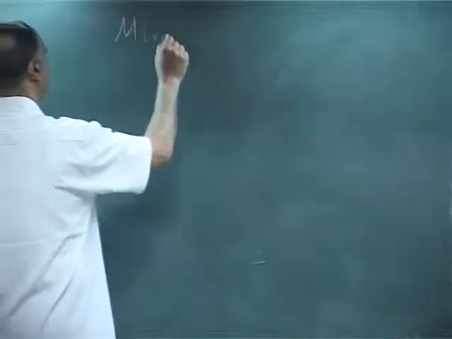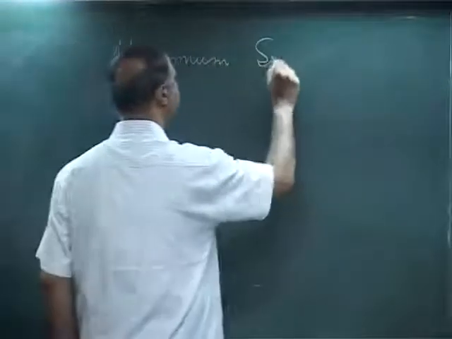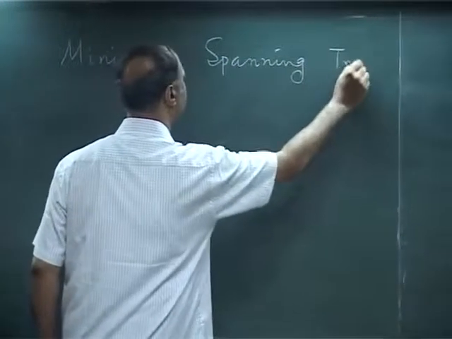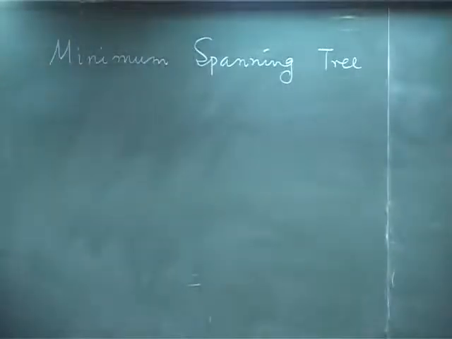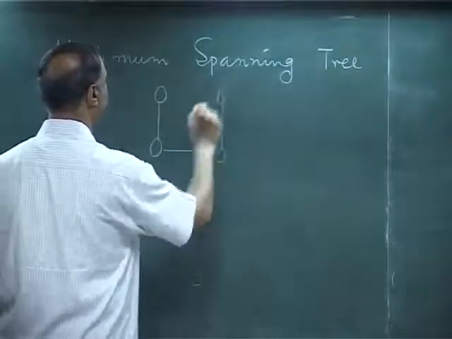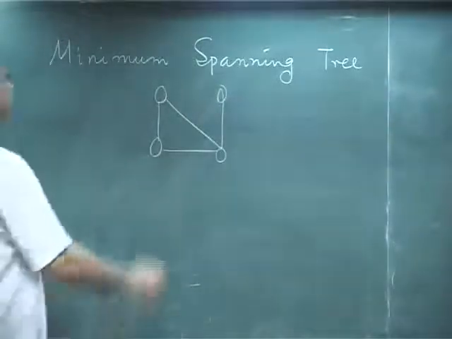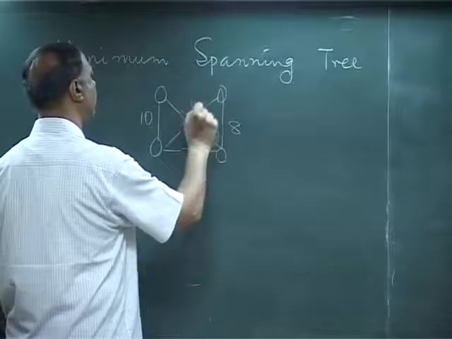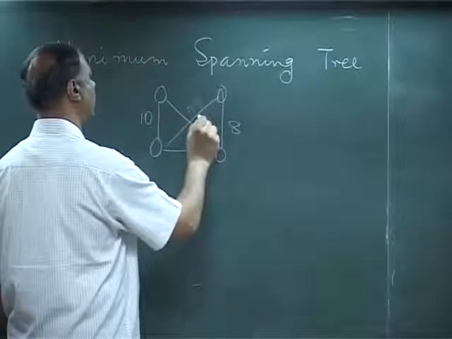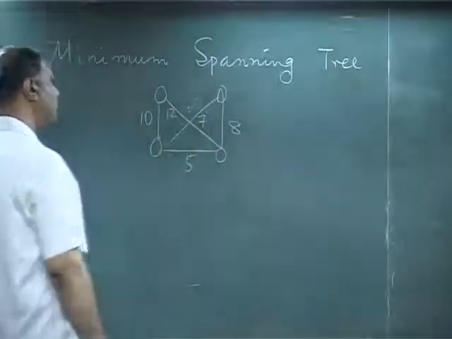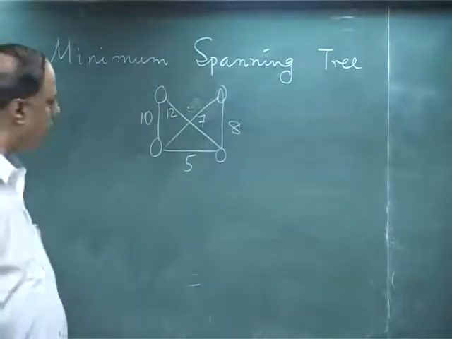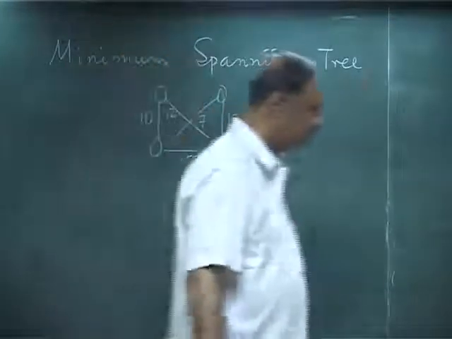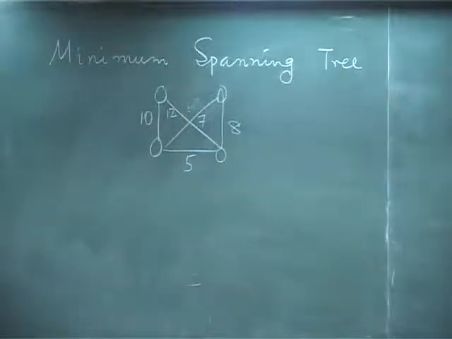Now the next type of problem which we can solve through the greedy method is finding the minimum spanning tree. Okay. Suppose G is the weighted graph. Okay, this is the weighted graph you have, and you want to obtain a tree from this weighted graph so that the sum of the weights is minimum.